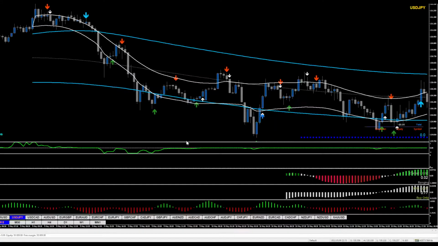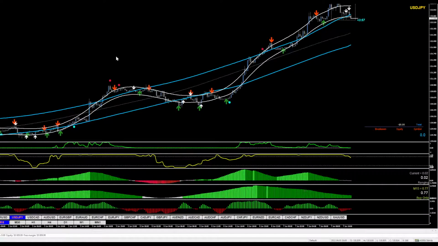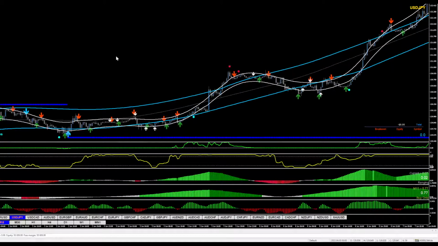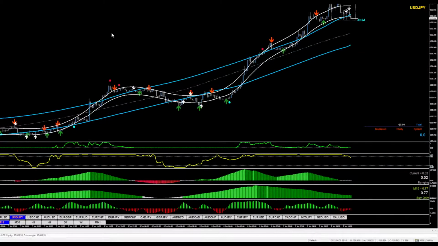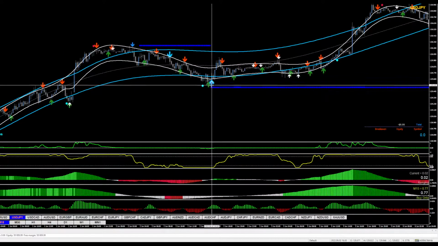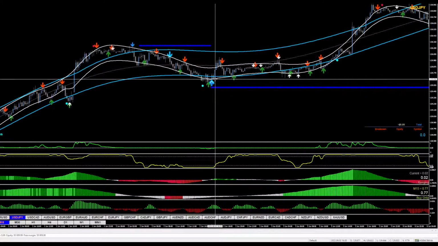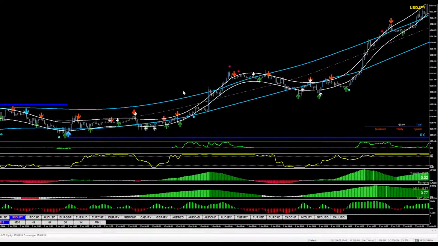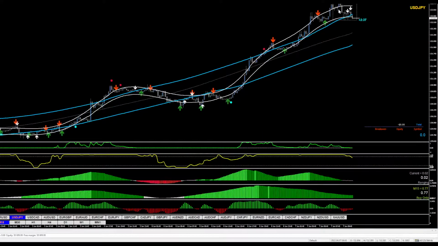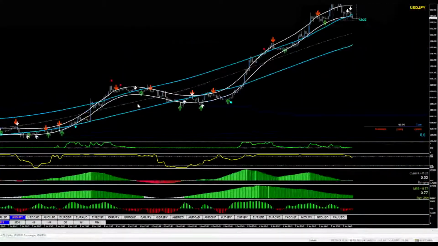Let's see USD Japanese yen. Yeah, this thing has been on an uptrend for weeks now. It's crazy. Oh wow, you got all the arrows in one place here. So it does work as well. Entry here, stop loss here, and then boom. So it does work with USD Japanese yen.